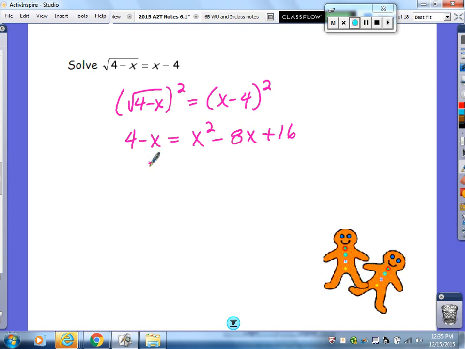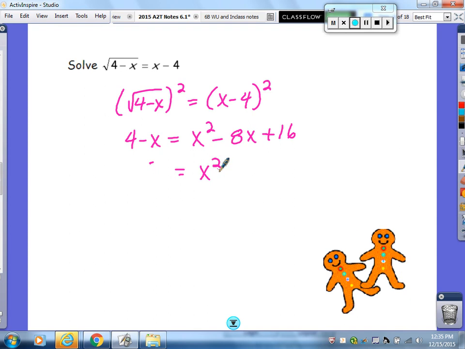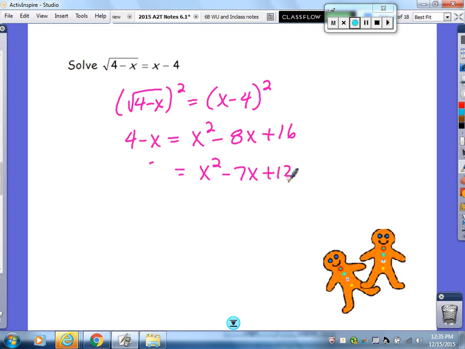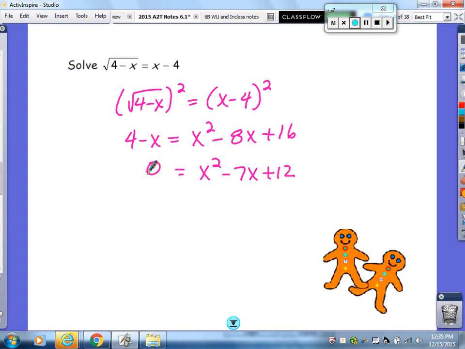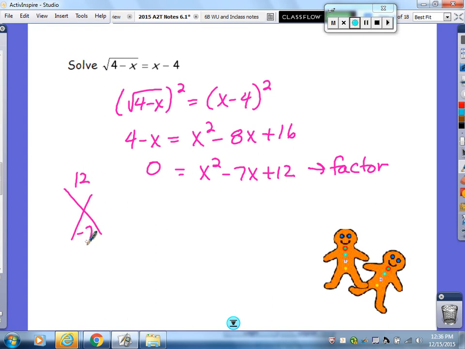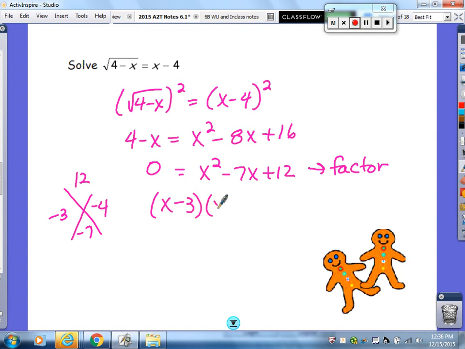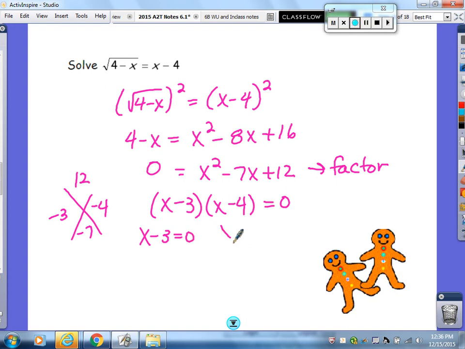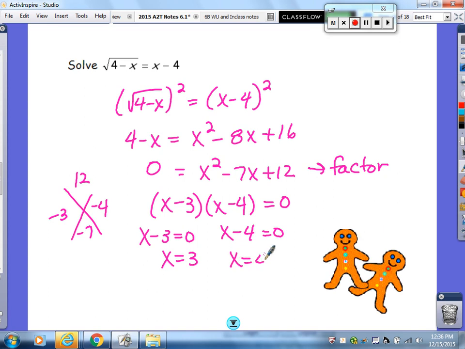So it's going to be add 4 and add x. So negative 7x, subtract 4. Let's see, subtract 4, it's going to be plus 12. And that's equal to 0. This we're going to have to factor. So what multiplies to give you 12, but adds to give you negative 7? So negative 3, negative 4. So x minus 3, x minus 4 equal to 0. Zero product property, set each factor equal to 0. So x equals 3, x equals 4.